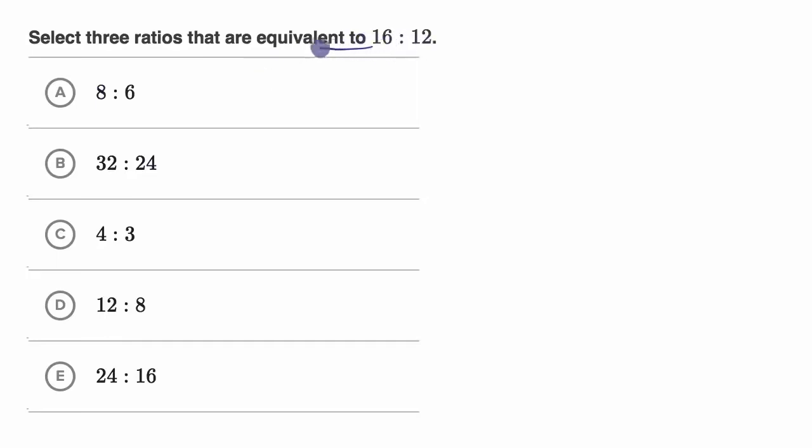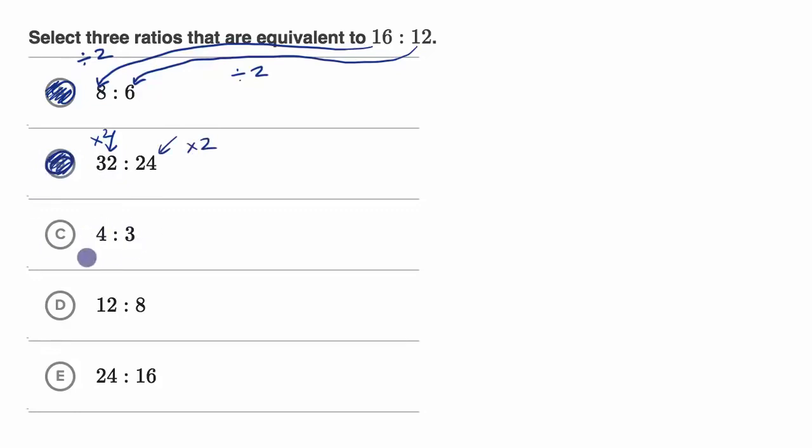So to get from 16 to 8, you could view that as, well, we just divided by 2. And to go from 12 to 6, you also divide by 2. So this actually is an equivalent ratio. I'll circle that in. What about 32 to 24? Well, to go from 16 to 32, we multiply by 2. To go from 12 to 24, we also multiply by 2. So this is an equivalent ratio.